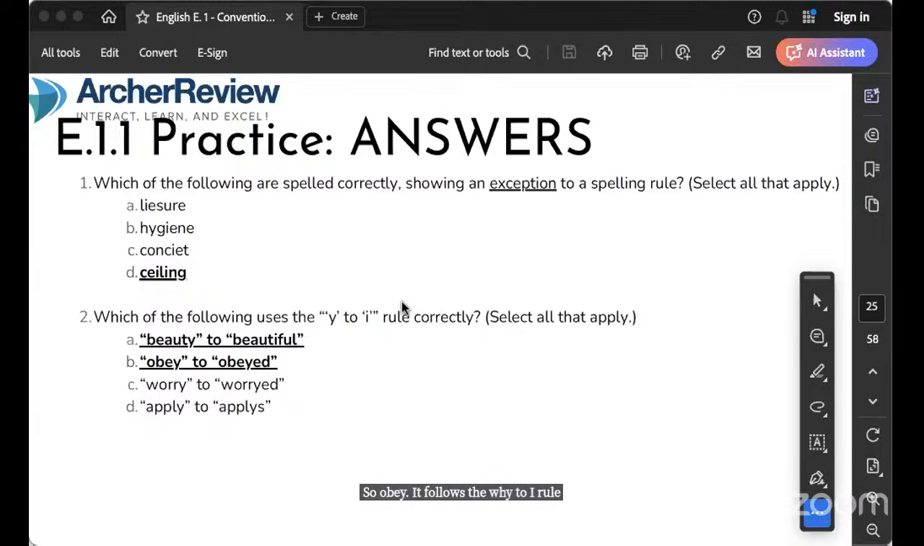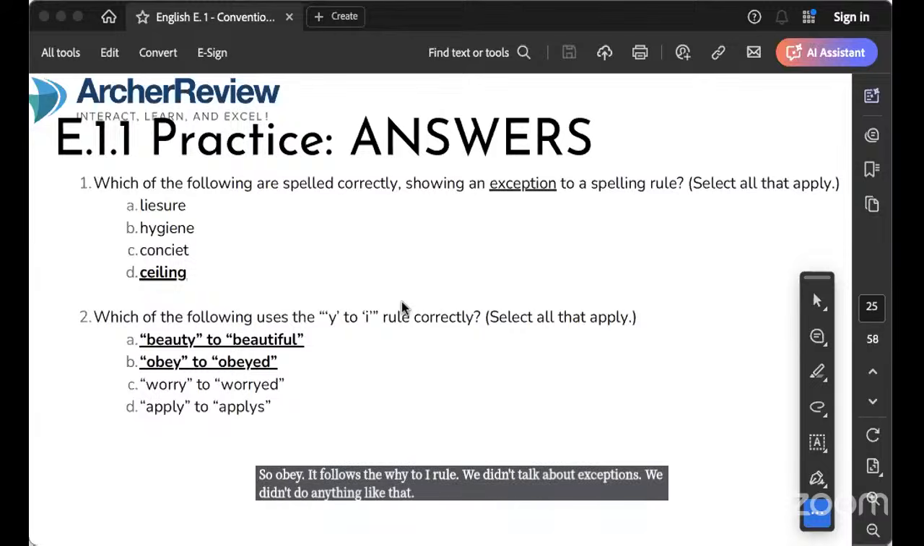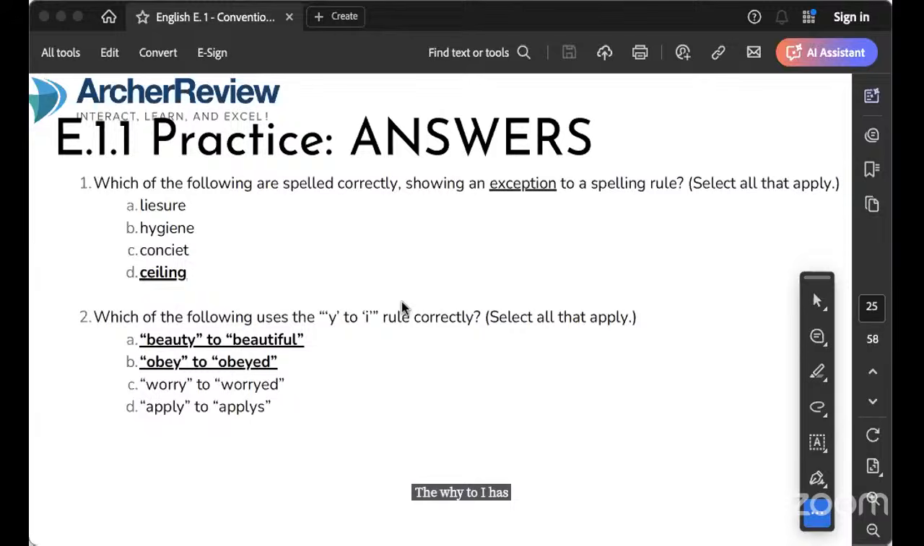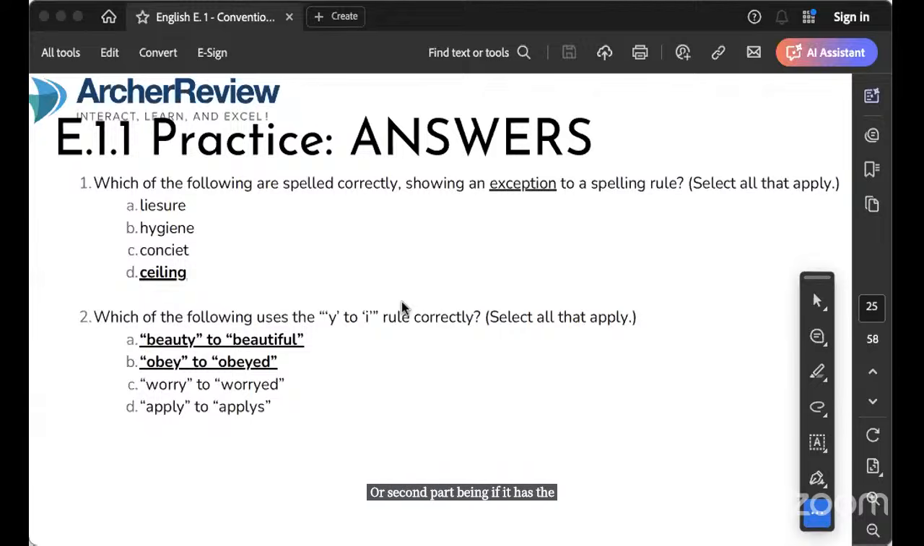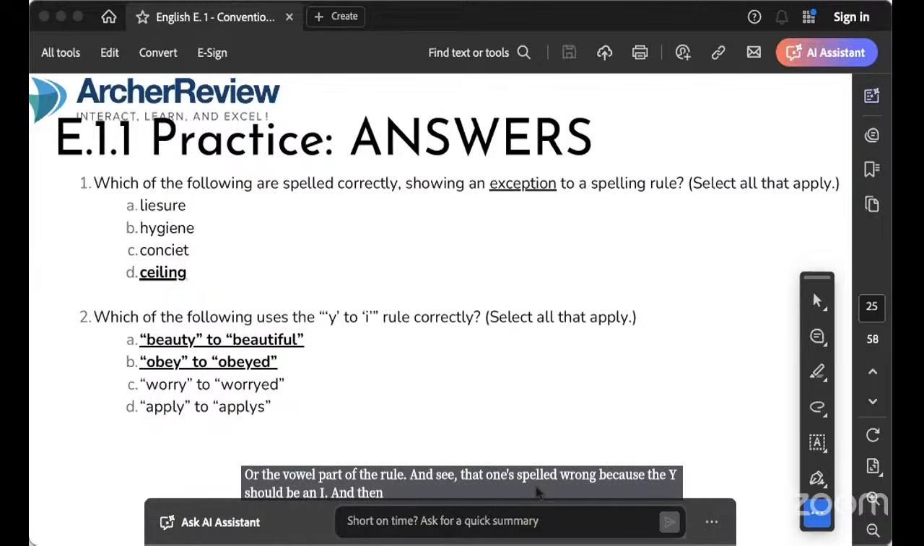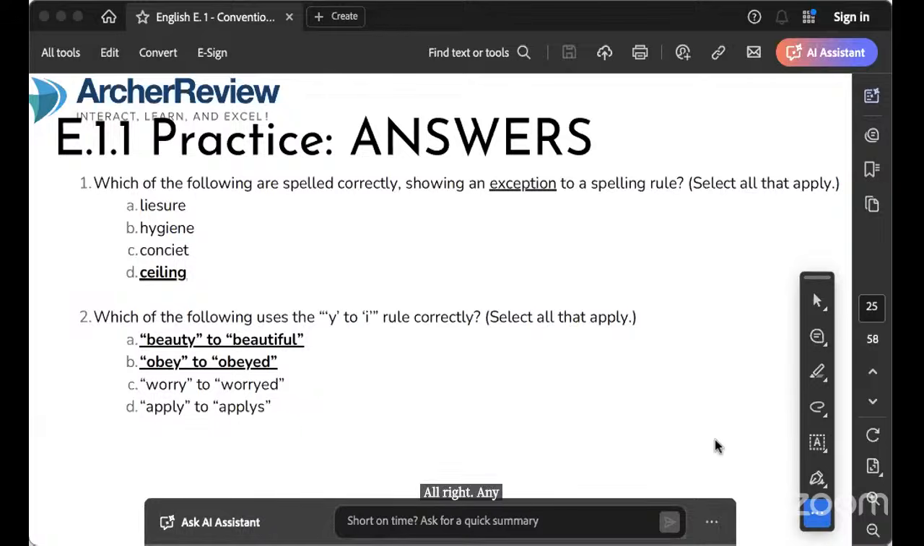We didn't talk about exceptions. The Y to I has 2 parts to the rule. The consonant part, if it has a consonant before it, or the second part, if it has a vowel in front of it. So just remember that. A showed the consonant rule. B showed the vowel part of the rule. And C, that one's spelled wrong because the Y should be an I, and then here it should be IES. All right, any questions on those?